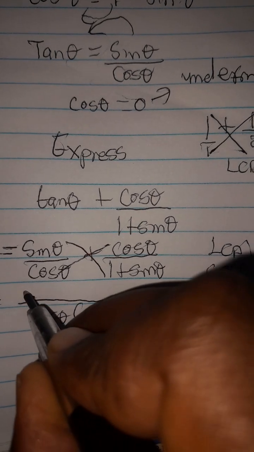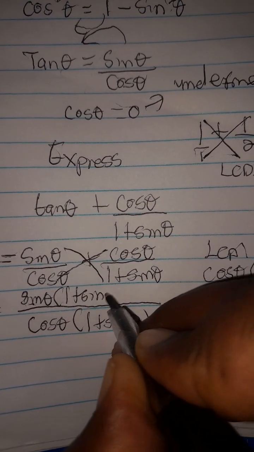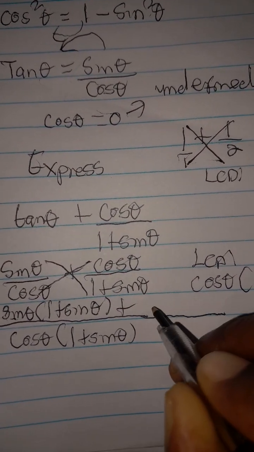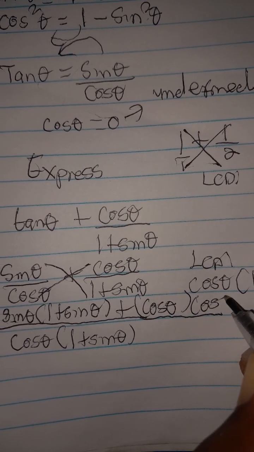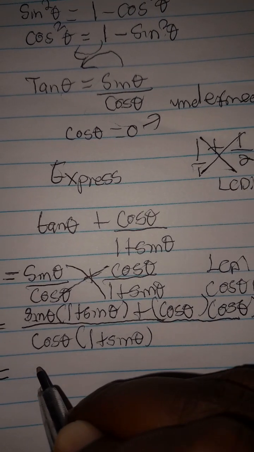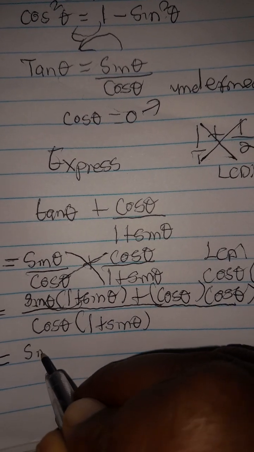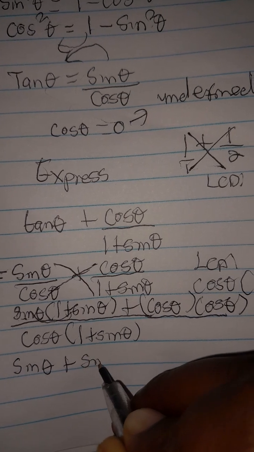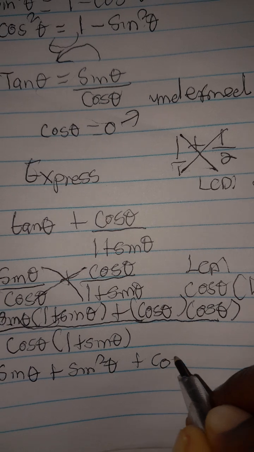So this sine theta will multiply 1 plus sine theta. Then we also have plus cos theta, cos theta as well. From here, we can continue further by saying sine will multiply everything that is inside the bracket. Sine times 1 will be sine theta. Sine times sine will be sine squared theta. Then cos times cos will be cos squared theta.